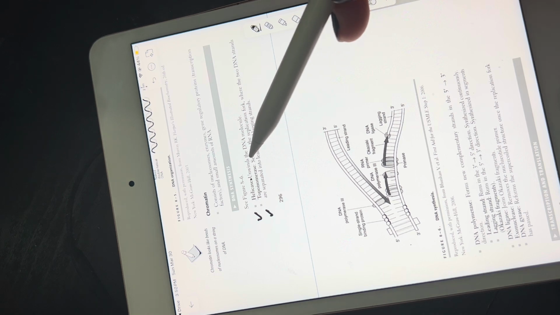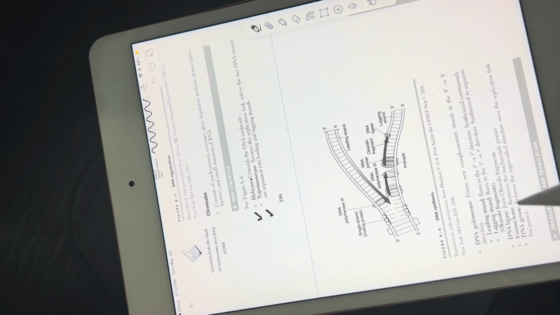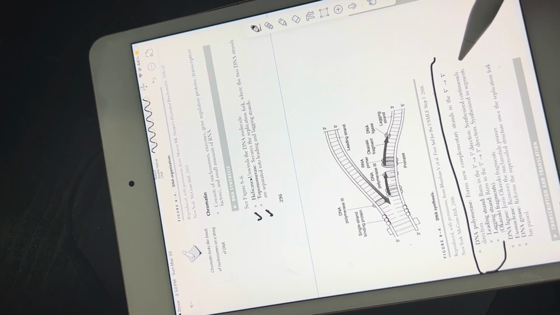Remember helicase unwinds, then topoisomerase, then DNA polymerase, and the direction of the strand. Always remember the leading strand is 3 to 5, so the other will be the opposite, 5 to 3. And ligase means like a glue: ligase joins which fragments? Okazaki fragments. Then exonuclease removes the nucleotide primer. Then there is DNA gyrase.